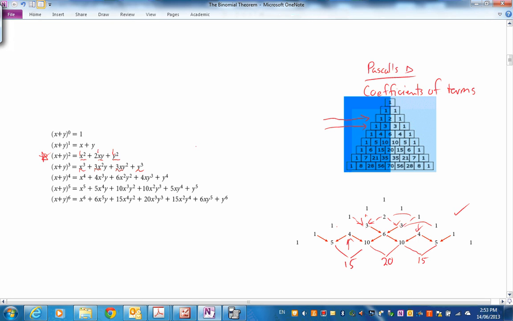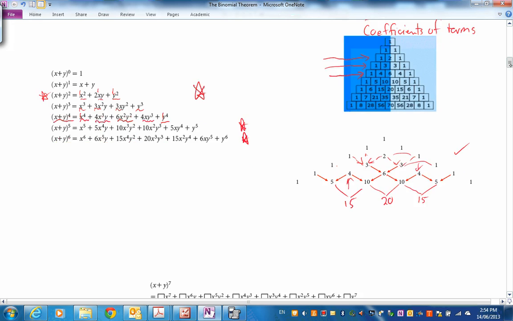But the connection is over here, where if you have x plus y to the 4th, you would be looking at this row here, and there'd be 1 of the highest power term, 4x cubed y, and then 6x squared y squared, 4xy cubed, and 1y to the 4th. So this is a good trick for quickly working out the number of terms in a binomial expansion, particularly when you get up here to higher powers.